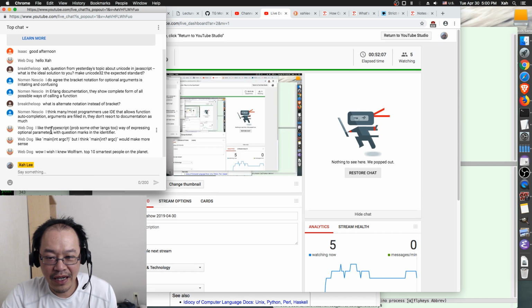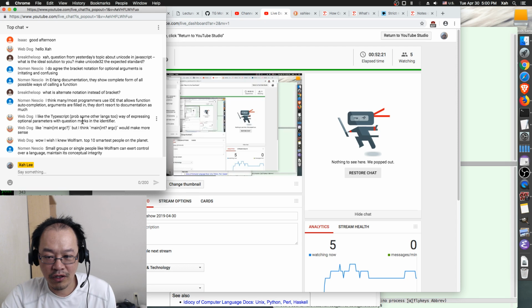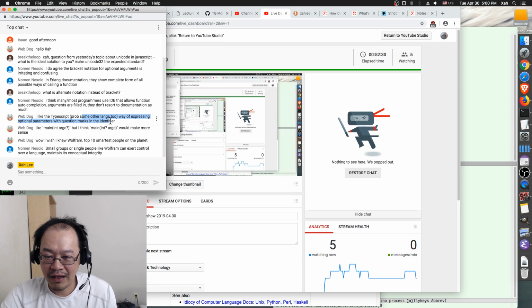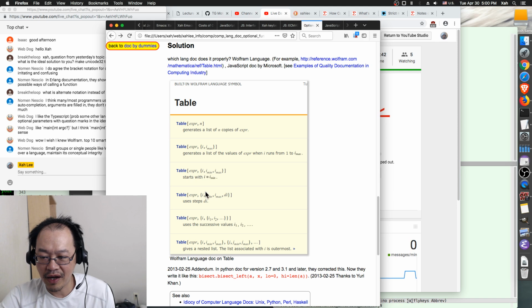WebDog says, I like the TypeScript way of expressing optional parameters with question marks in the identifier. Yeah, I think using a question mark is definitely better than using the square bracket. But overall, I still prefer the way of listing everything out.